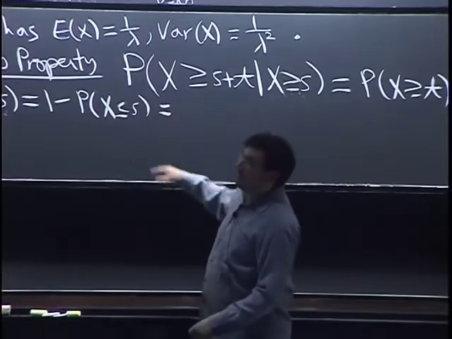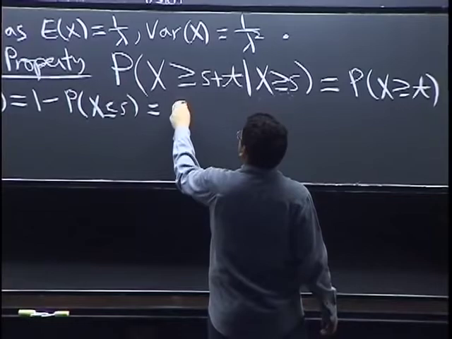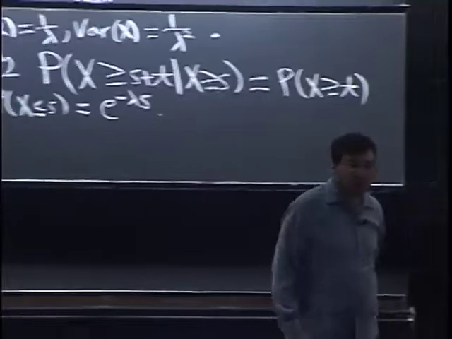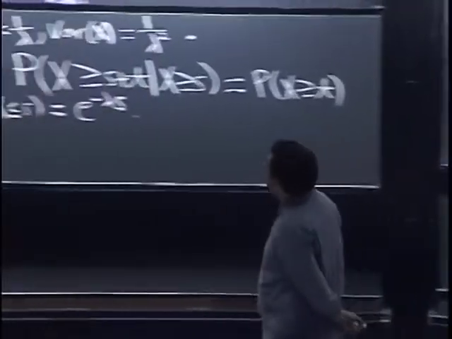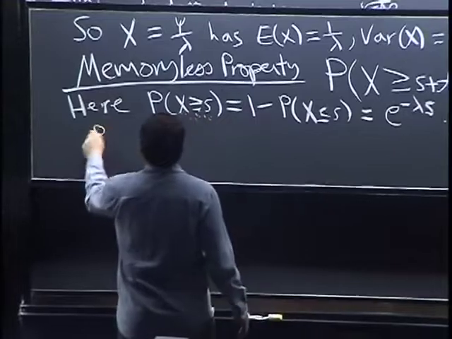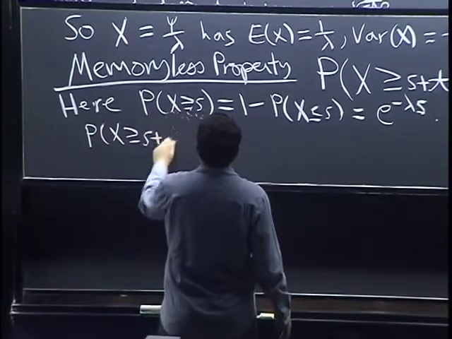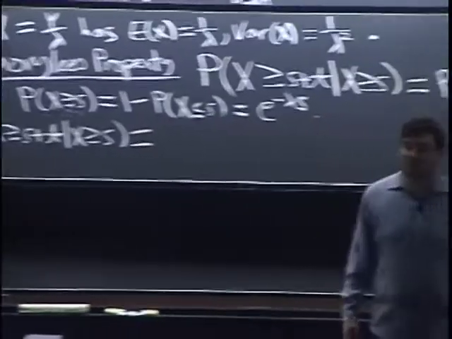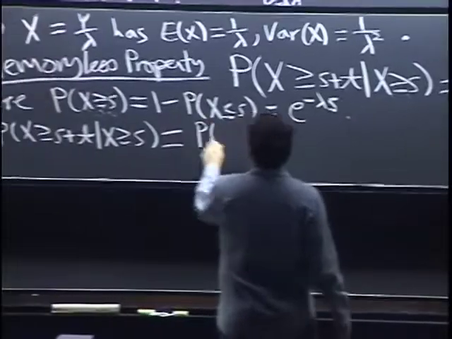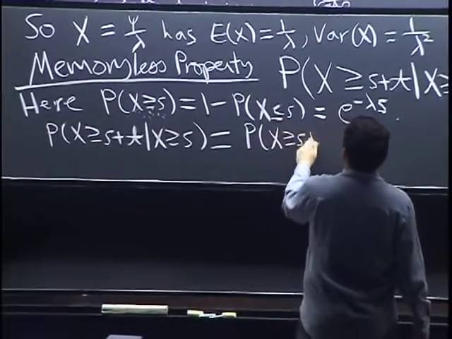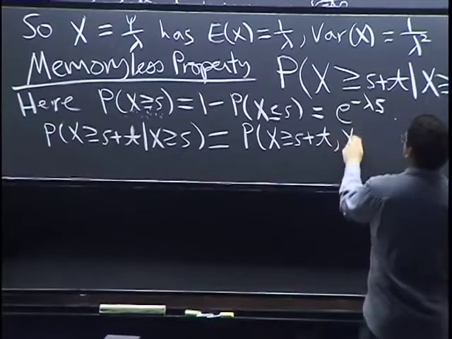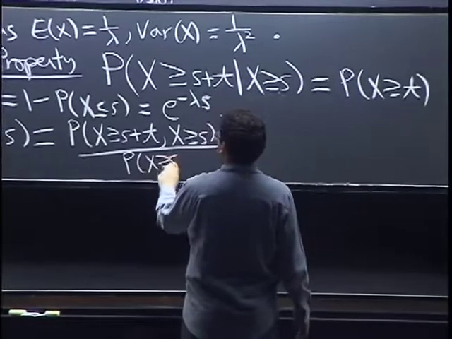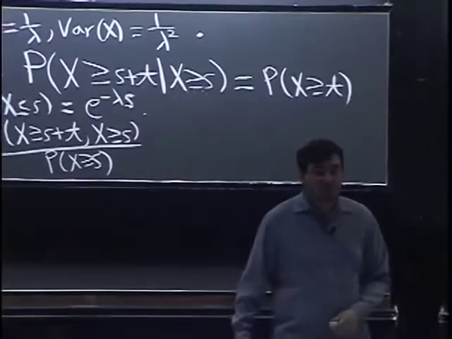But the CDF was 1 minus e to the minus lambda x, so that's just e to the minus lambda s. So it's a very easy-looking survival function. Now, the probability that X is greater than or equal to s plus t, given that X is greater than or equal to s, let's just use the definition of conditional probability. So this is the probability that X is greater than or equal to s plus t and X is greater than or equal to s, divided by the probability that X is greater than or equal to s. Just the definition of conditional probability.